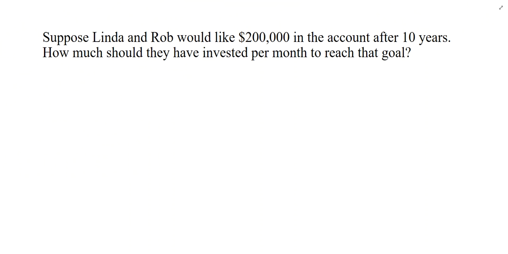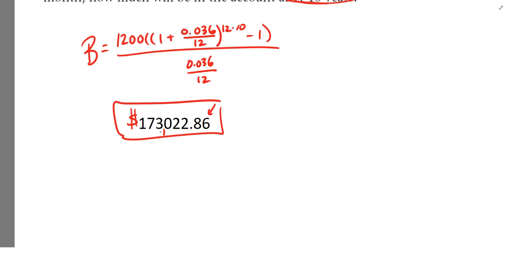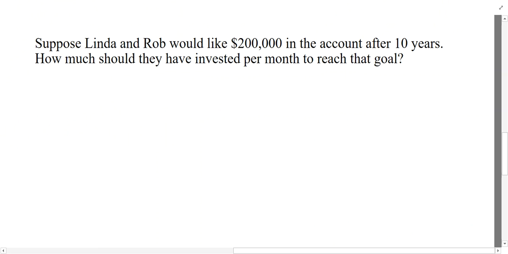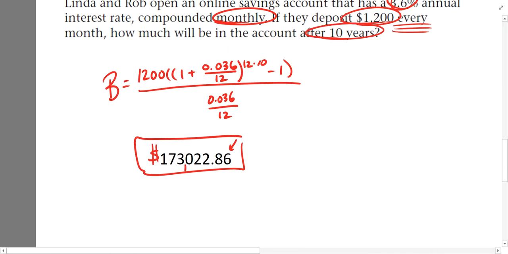In most of the examples we've seen so far, we've started with a principal amount and we've been asked to calculate how much the ending balance is going to be. But I could also ask a similar question working in reverse. How much should be invested each month in order to reach a goal? Now in the Linda and Rob example, they were close to earning $200,000 by the time the investment was done. So what we would like to know is how much they should invest per month. What's the p-value necessary so that they do reach $200,000 as their end goal?